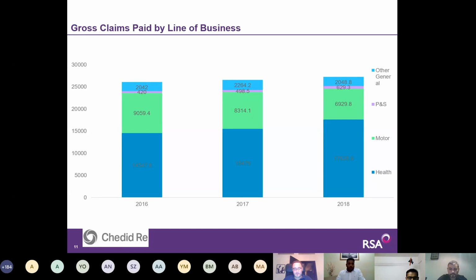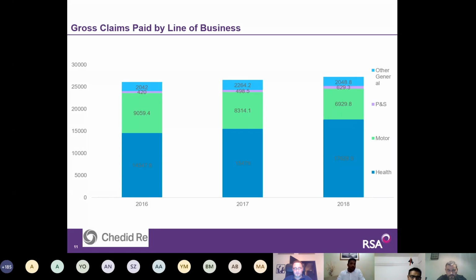So the protection and savings line, you can see that it is 420 million in 2016 and 498.5 million in 2017, and 629.3 million in 2018, which represents as well a 2% loss ratio in 2016, 1.9% in 2017, and 2.3% in 2018.